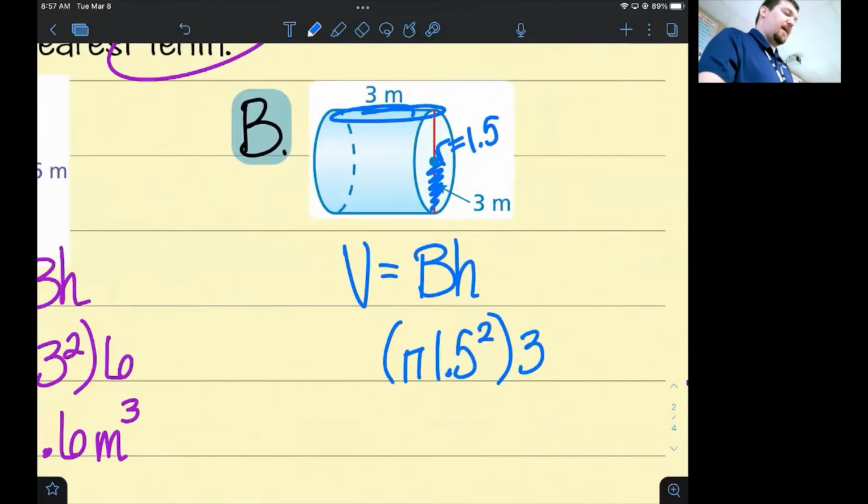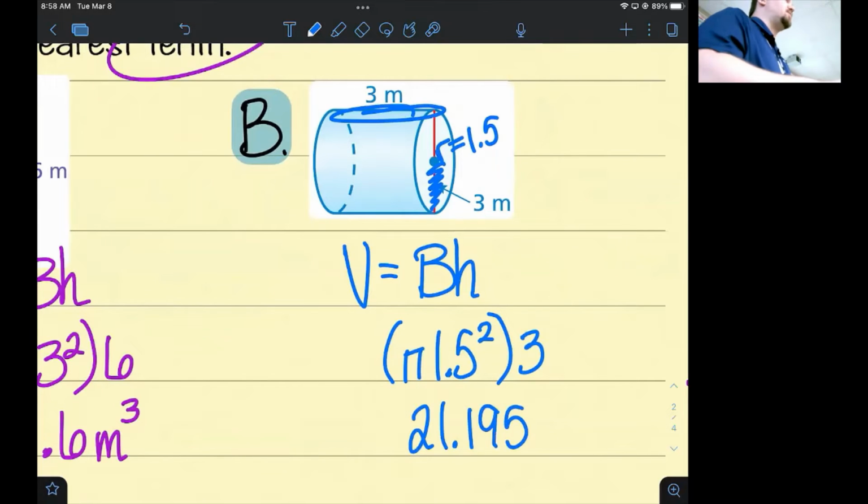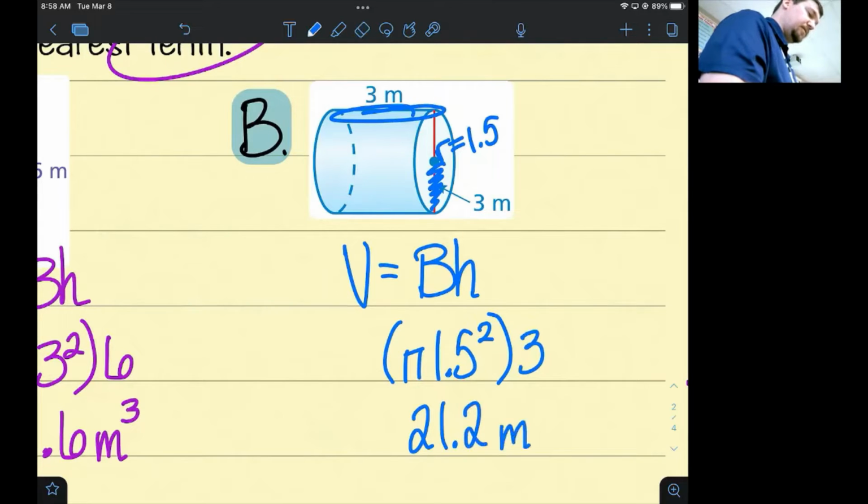So 1.5 squared, I don't know what that is. So 1.5 squared is 2.25, okay? Times 3, times 3.14. So you can just do it all in one step in your calculator, as long as you have this written down and I know what you're typing in your calculator. Since it's all multiplication, you can do it in one step and you should get 21.195. Now, if I round that to the nearest tenth, does it stay 21.1 or bump to 21.2? It's going to bump to 21.2 meters cubed.